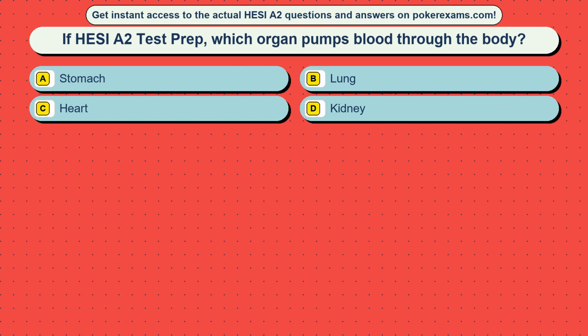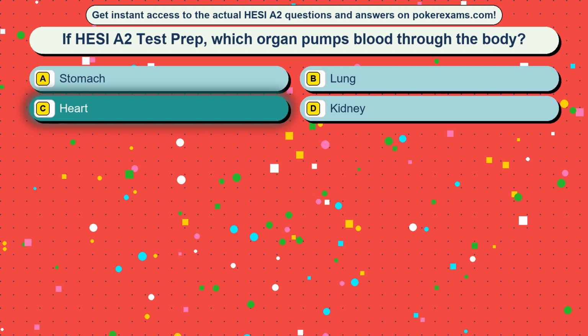Question 40. HESI A2 Test Prep: Which organ pumps blood through the body? Option A, stomach. Option B, lung. Option C, heart. Option D, kidney. The correct answer is option C, heart.